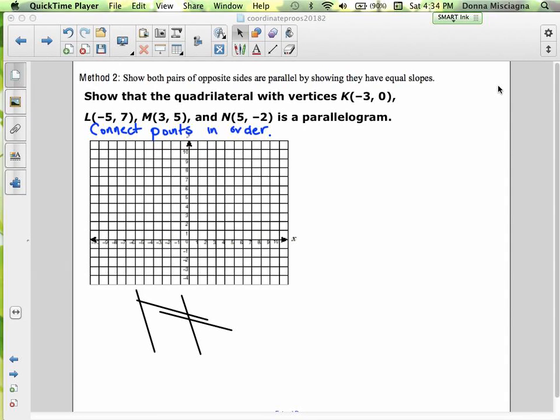All right, so in this proof, we're going to show that both pairs of opposite sides are parallel by showing they have equal slopes. We are still on the parallelogram proofs. We're going to do 4 of them.